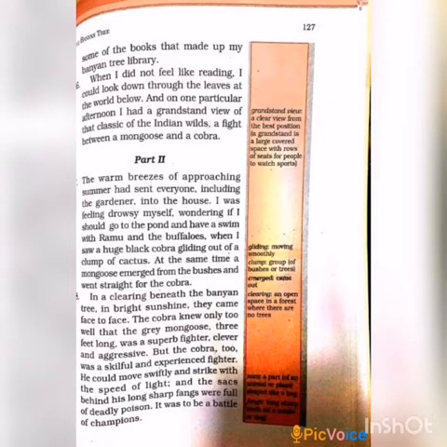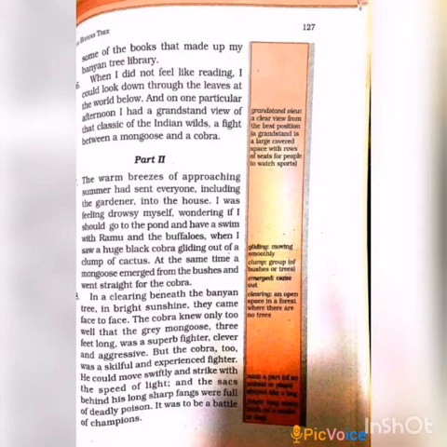Page number 127, point number 6. When I did not feel like reading, I could look down through the leaves at the wall below. And on one particular afternoon, I had a grandstand view of a classic of the Indian wilds, a fight between a mongoose and a cobra. So it is the end of the first part.